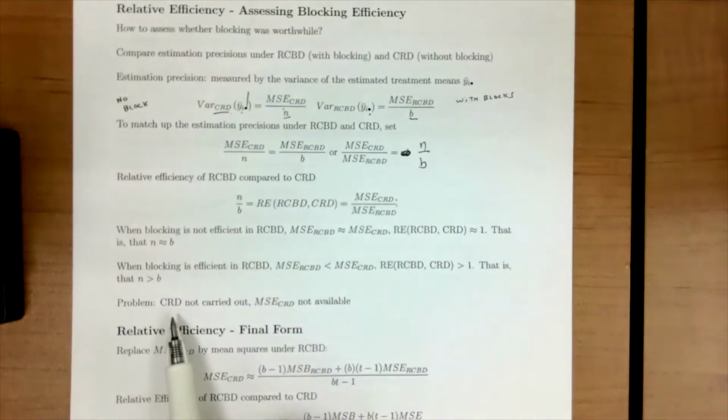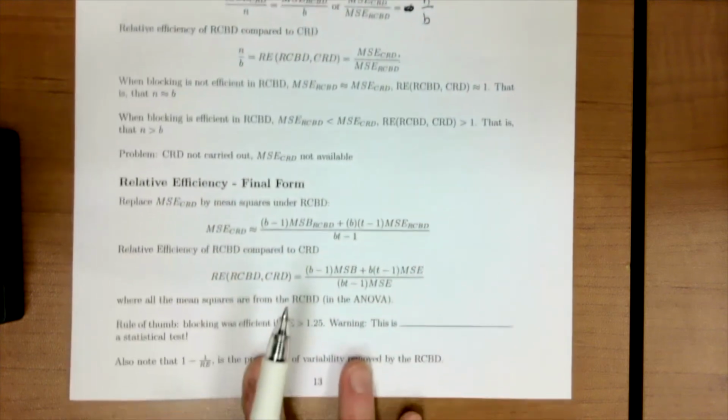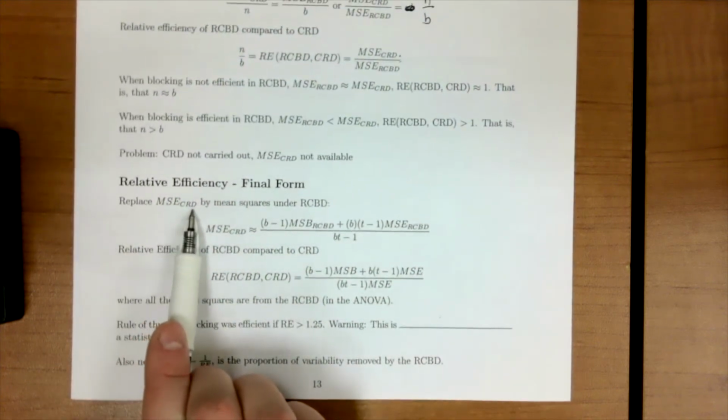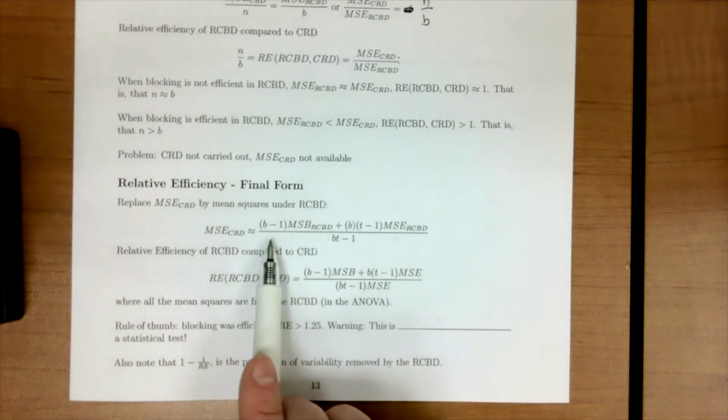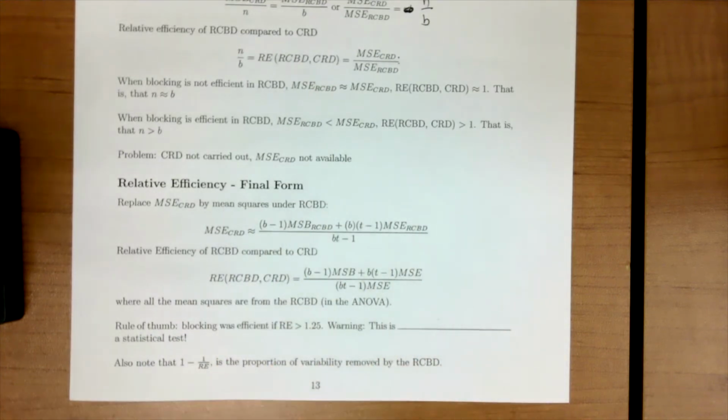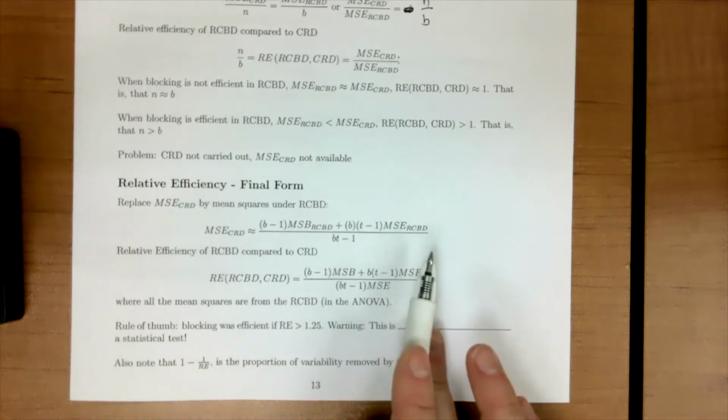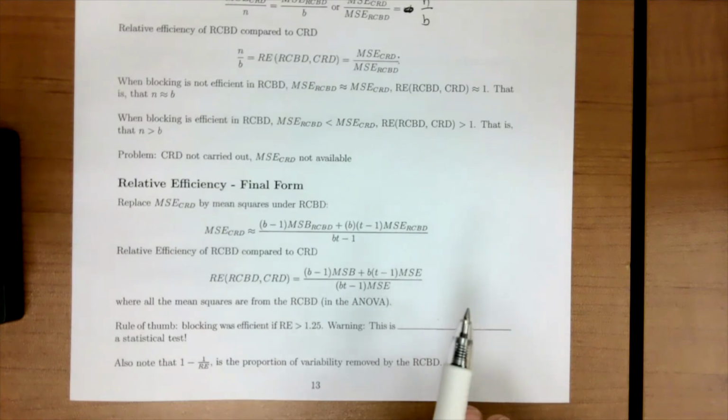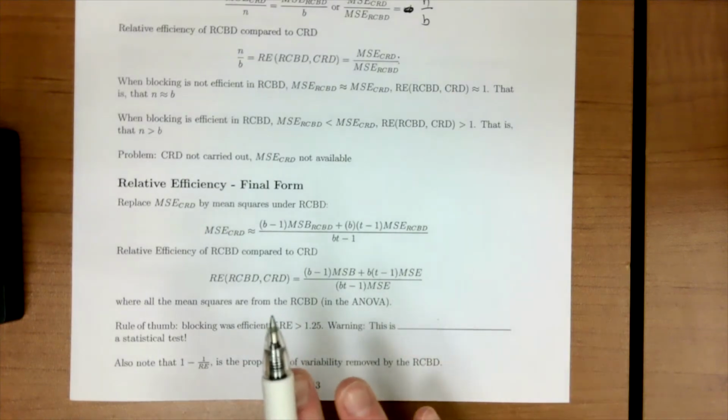Okay, here's the issue. While this formula looks great and the whole idea behind it is awesome, our issue is that we didn't carry out a completely randomized design. And again, if we make a study that has blocks, we can't just drop it from our analysis. So we have to do some estimation or approximation and replace our MSE for our CRD by this approximation. There's some theory that goes behind it, but again, you won't have to worry about that theory. This is just the approximation. And if I ask you to use it on a test, I'll give you this formula. So don't worry about it.